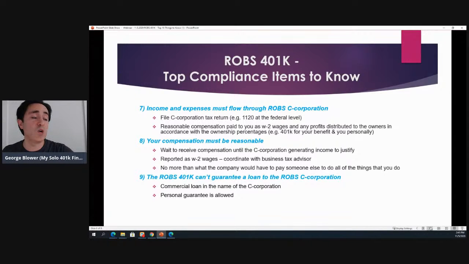So it's in the name of the C corporation. You can personally guarantee that loan. However, you don't want to sign something that indicates that the 401k, remember, it's one of the stockholders, is somehow guaranteeing that loan.